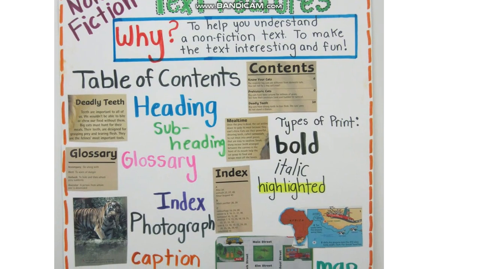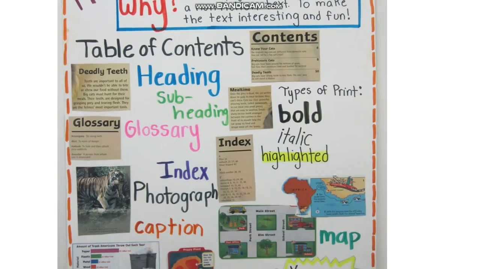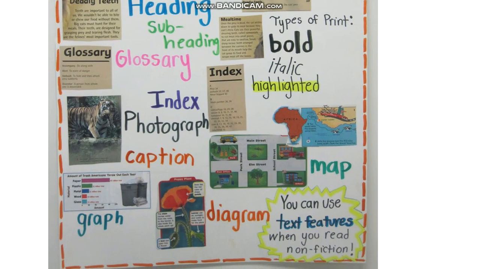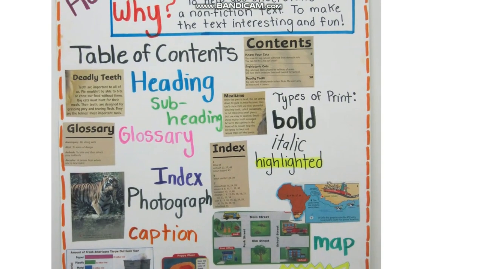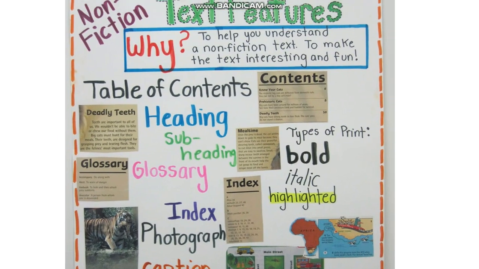As you can see here, each article has a bold heading detailing what the article will be about. Other text features include photographs with a caption. The caption helps us to understand the picture that we're looking at. You may also find maps, diagrams, and graphs. You can use text features when you read nonfiction. We've seen all of these types of text features in our classroom, and so this should look very familiar to you.